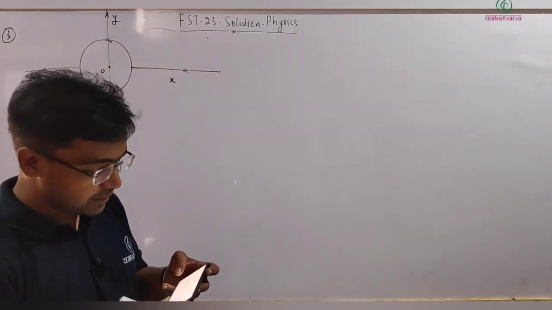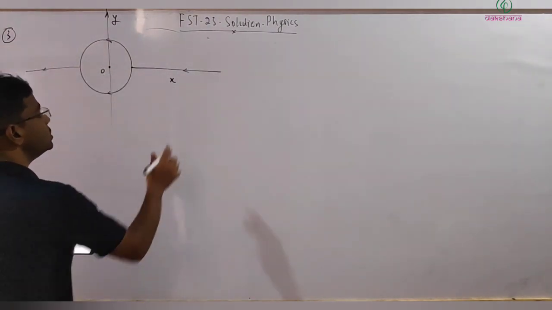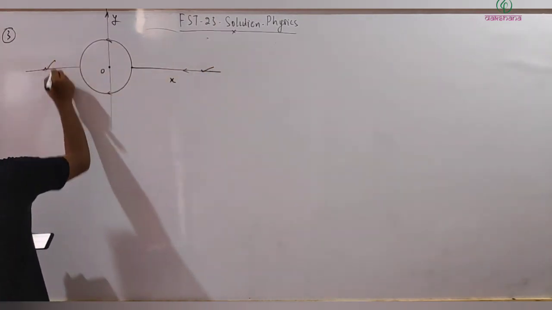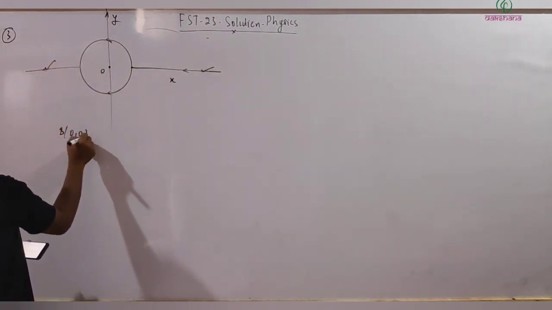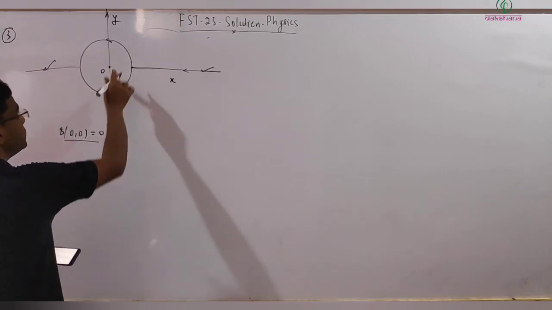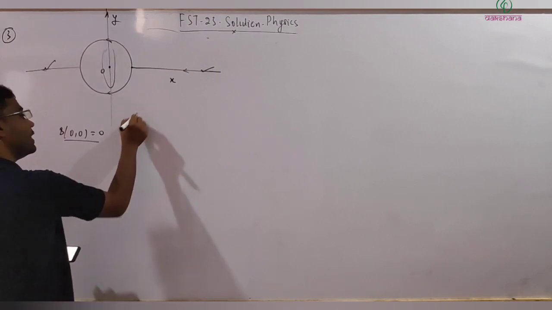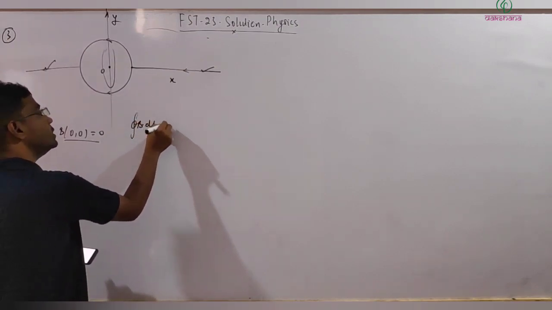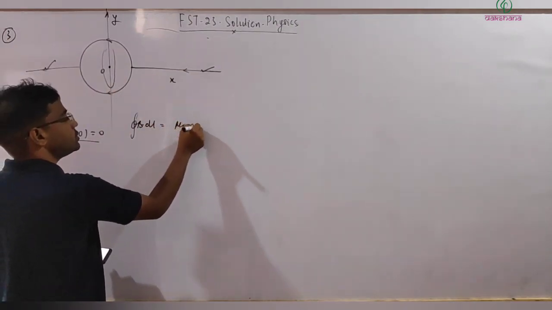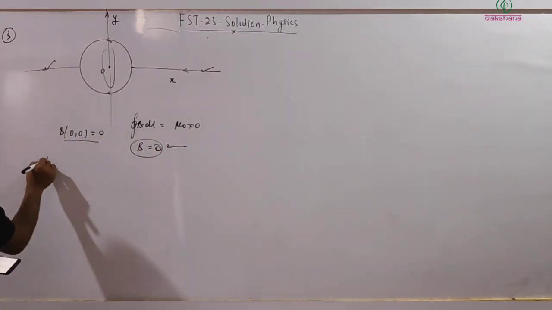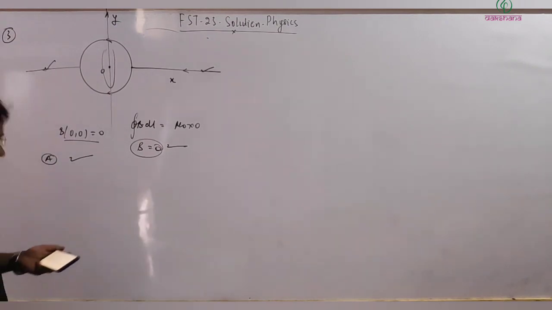At the center of the sphere, the magnetic field is 0. Due to this part of the wire and this part of the wire, B at (0, 0) will be 0. And what about the sphere? Here I can take an Amperian loop, then we can write the integral of B dot dl, and the I enclosed is also 0. This implies B is equal to 0. So that's right, actually at the center B will be 0.